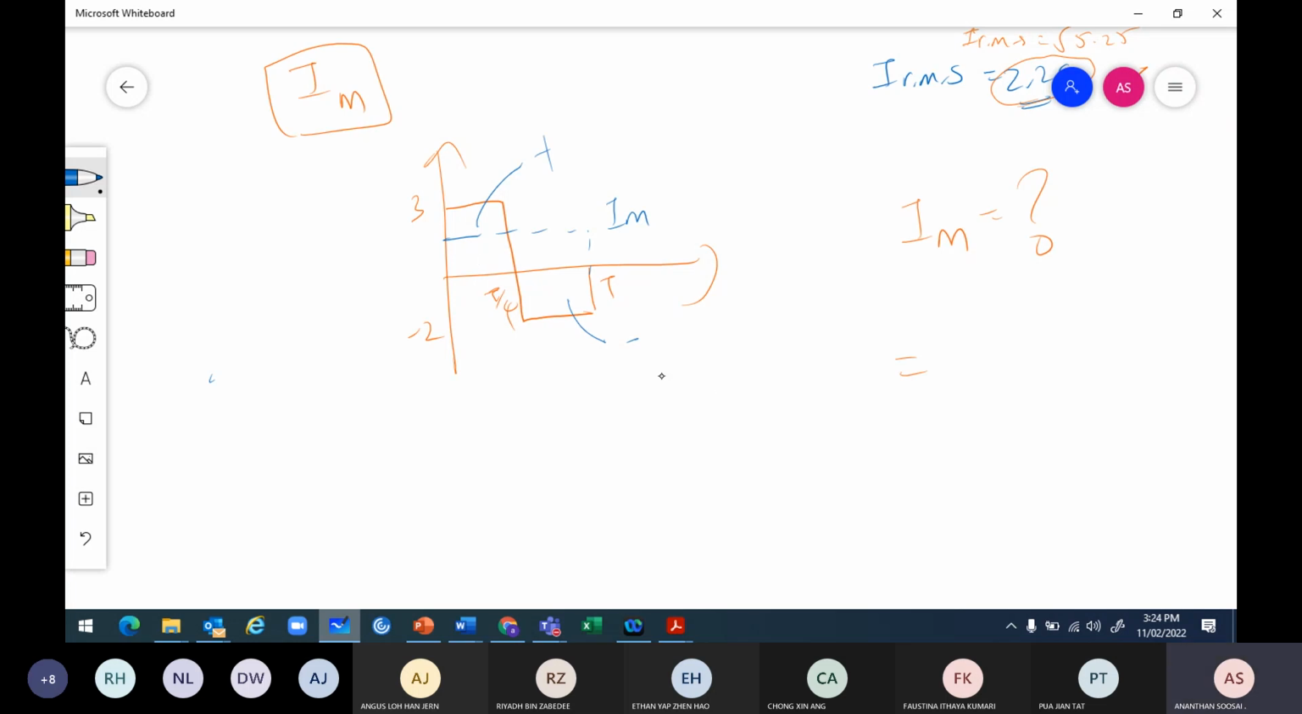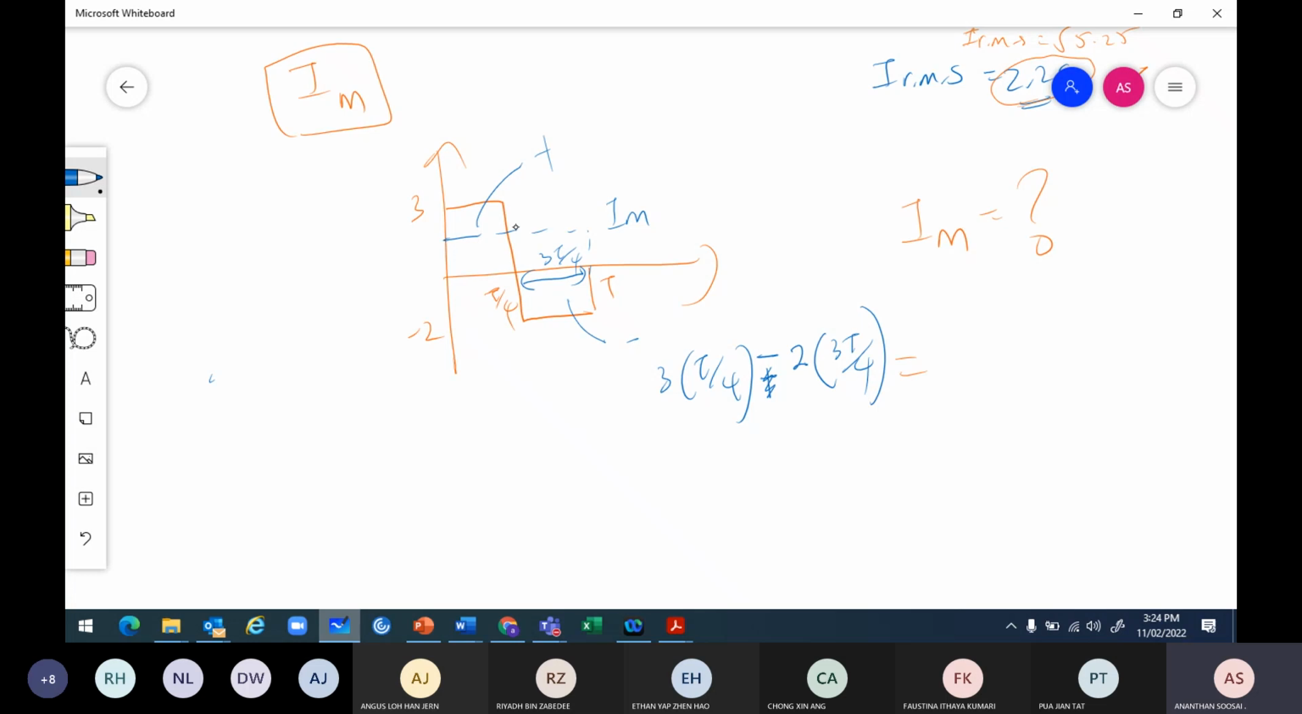So here, the area for this graph is what? The first area is 3 times T over 4 plus, sorry, should be minus, 2 times 3T over 4. The width is 3T over 4, right? The area needs to be minus because it is at the bottom.